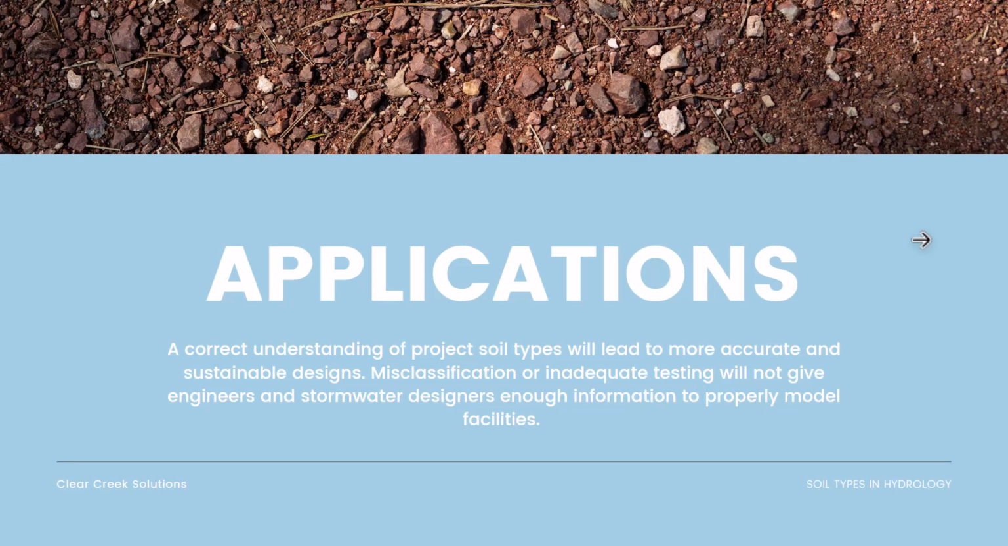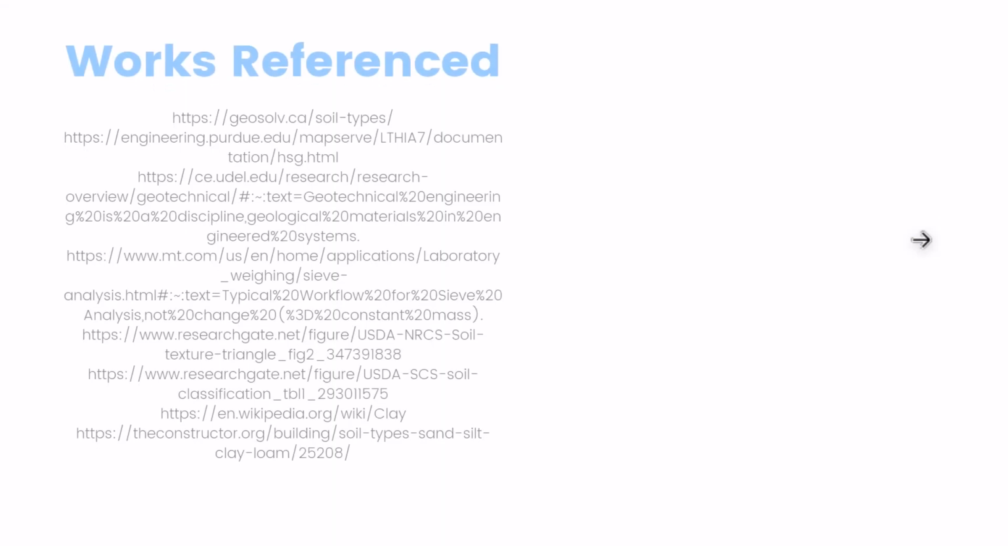So a correct understanding of project soil types will lead to more accurate and sustainable designs, and misclassification or inadequate testing will not give engineers and stormwater designers enough information to properly model facilities. If you have the wrong soil type going into your project, you're not going to design the facility properly because it's not actually going to simulate what the real life conditions are on the project site. So that's why it's very important to determine these things.